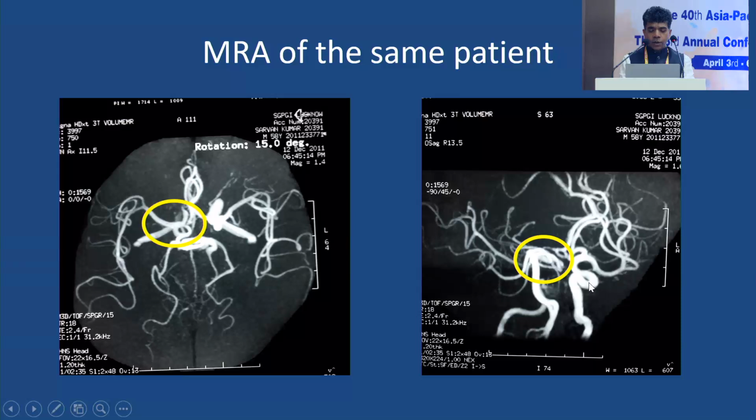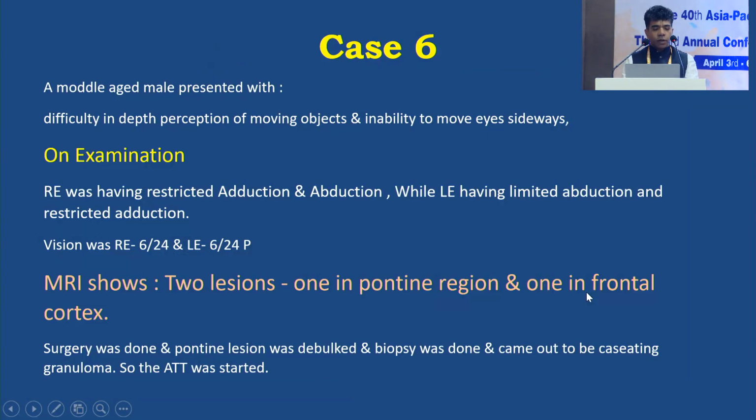On the other side, you can see very well the part going through the cavernous sinus. So case number 6, a middle-aged male presented with difficulty in depth of perception of moving objects and inability to move eyes sideways. The right eye was having restricted abduction and adduction, while the left eye had limited abduction and restricted adduction. So a mixed bag of things. You cannot conclude whether this is a left INO, right INO, WEBINO, or 1.5 syndrome.